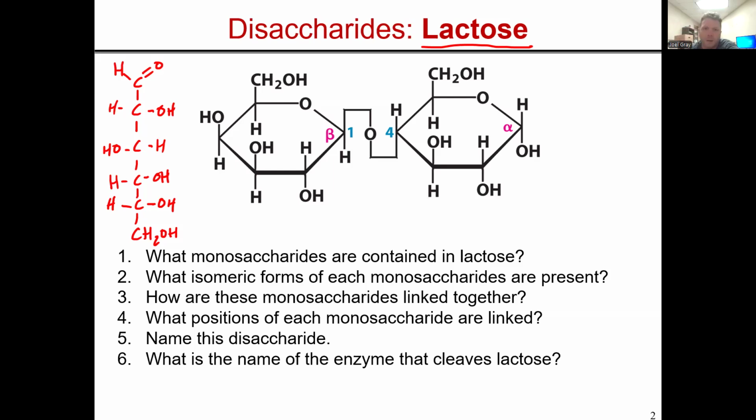Now, whenever I translate this from the linear configuration to the cyclic configuration, my right, left, right becomes down, up, down. I'm going to number my carbons off here, and then I'm going to draw the ringed form of glucose. So 1, 2, 3, 4, 5, and 6. There are my 6 carbons of my glucose ring.